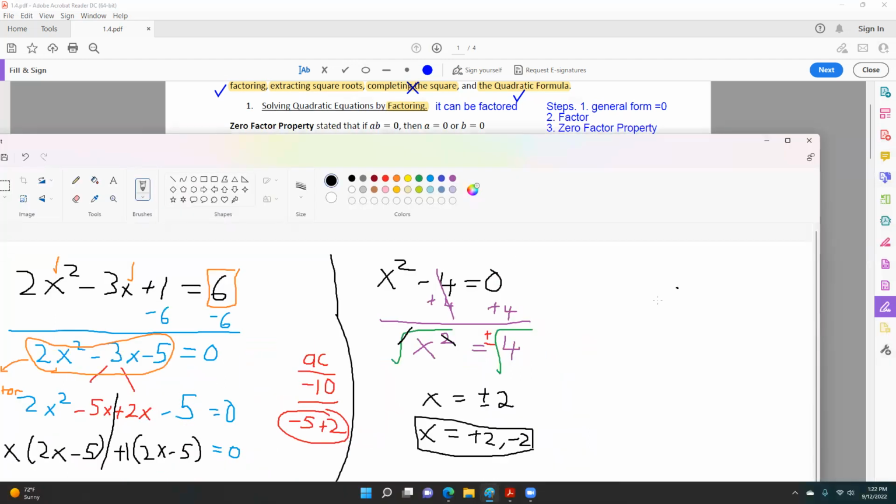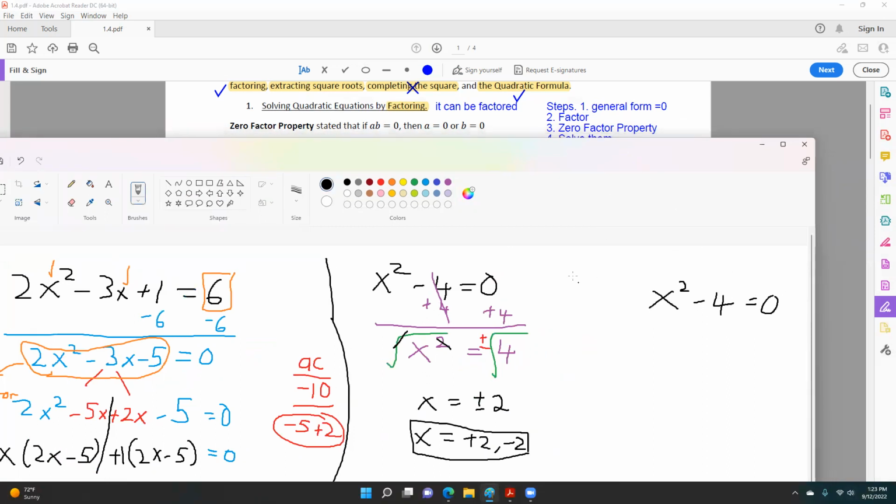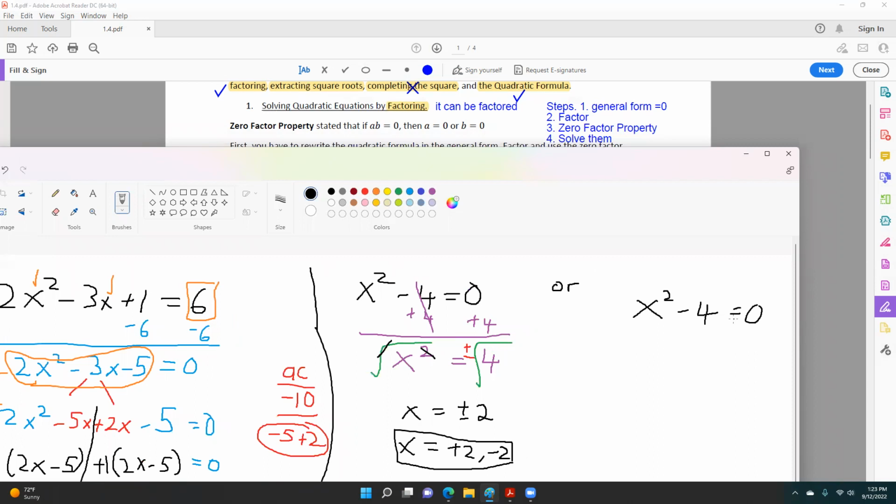Now, some students ask, can I solve this using the factoring way, the one that you learned in the first method? The answer is yes. If you want to do it the factoring way, first it has to be in general form, which we do have. So what we need to do next is factor. This is a 2-term factor, so they are perfect squares and they are conjugates. The factors in this case will be x minus 2 and x plus 2. And don't forget, they must be equal to 0. So these are the factors for x squared minus 4.